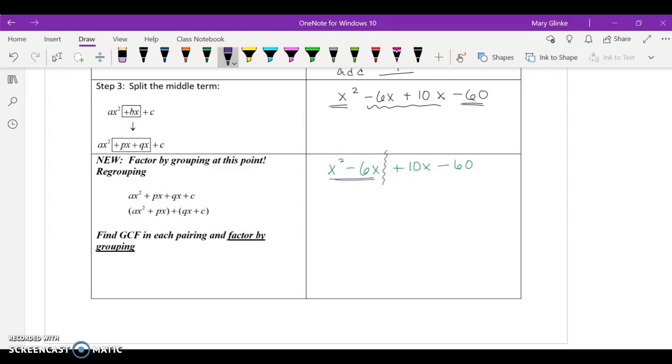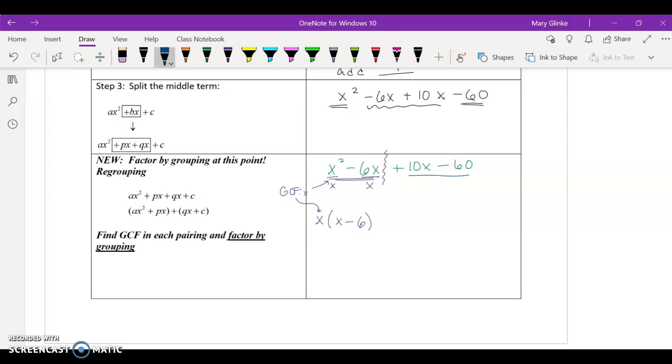We're going to look at these and we are going to find the GCF of the first two terms only. So x squared and 6x, the GCF here is x. So what I'm going to do is I'm going to divide each of these by x, and I'm going to factor that x out in front. So the GCF goes in front, and we figure out what's left behind when we pull the GCF out. So if I divide by an x, I have x minus 6.